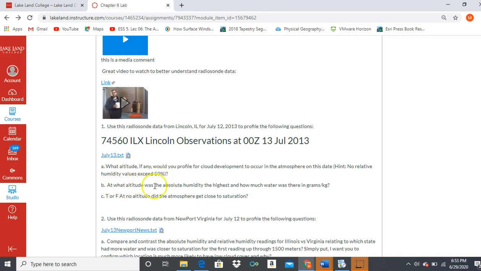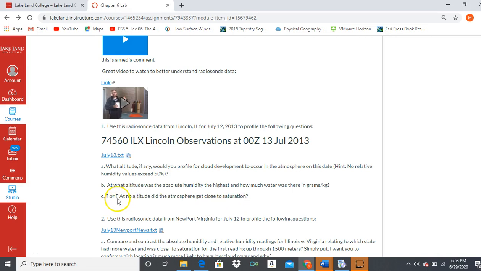It says, at what altitude was the absolute humidity the highest and how much water was in the air. So all you have to do is find the absolute humidity column and look at what altitude had the highest grams per kilogram on that date and tell me at what altitude that occurred. And then the last question is a basic true or false question: at no altitude did the atmosphere get close to saturation.